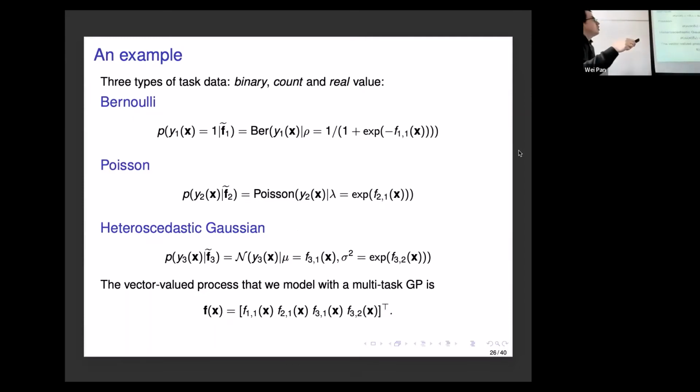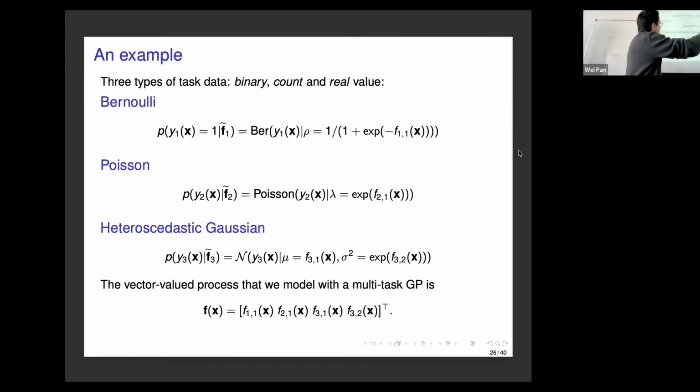So say you have 3 outcomes, three outputs. One of them is binary, the other is a count variable, the other one is a real variable. For the binary variable, you model with a Bernoulli distribution for the probability that it is equal to 1, and usually you use the sigmoid function, and the input to that sigmoid function is given by your GP. And then a Poisson you could use, for example, for a count data set, where the intensity parameter is a transformation of the latent Gaussian GP, just to make sure that the parameter is always positive.